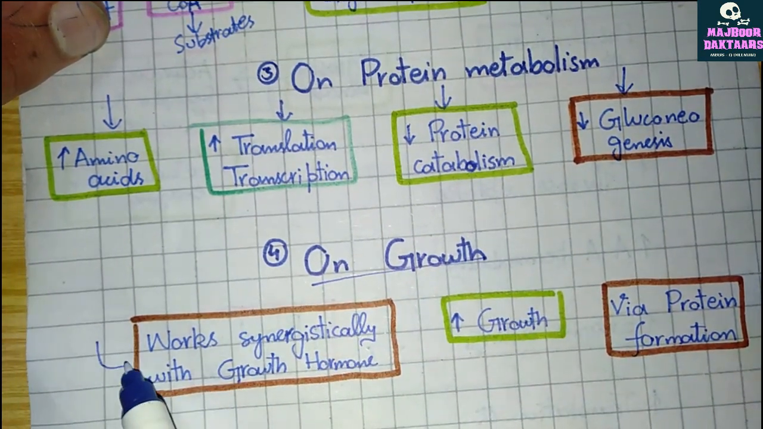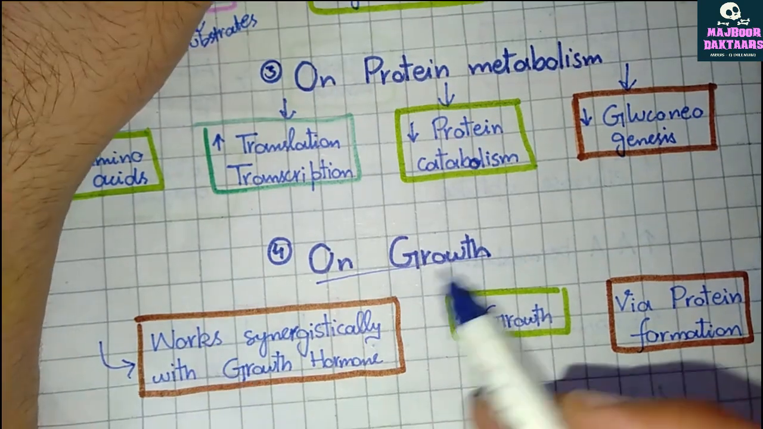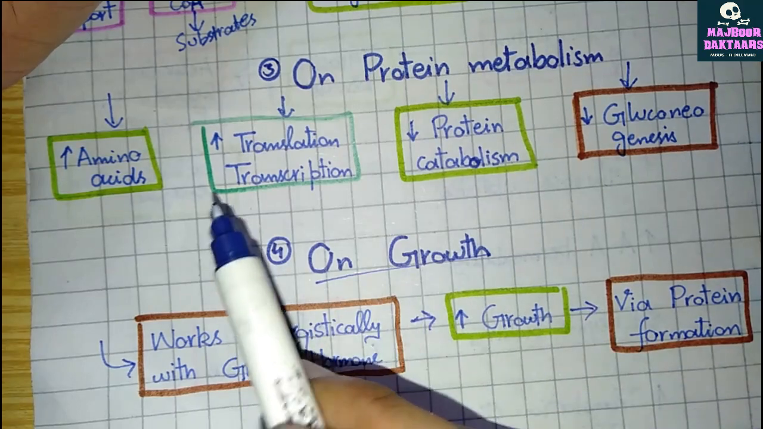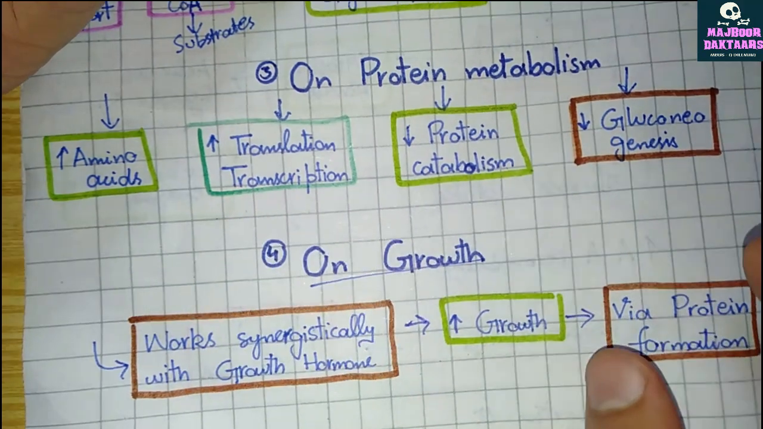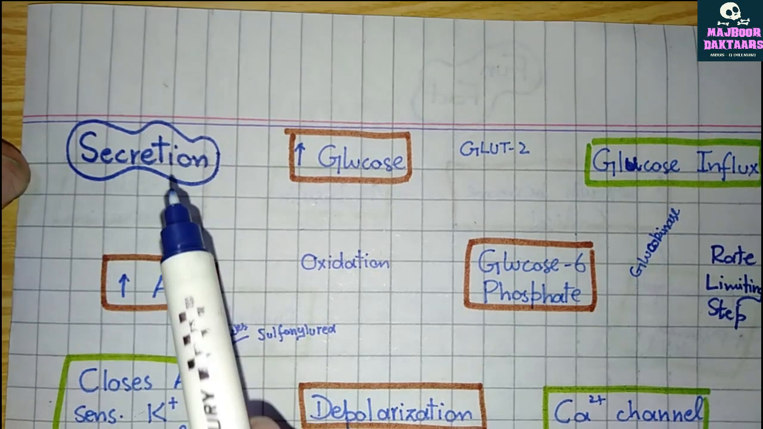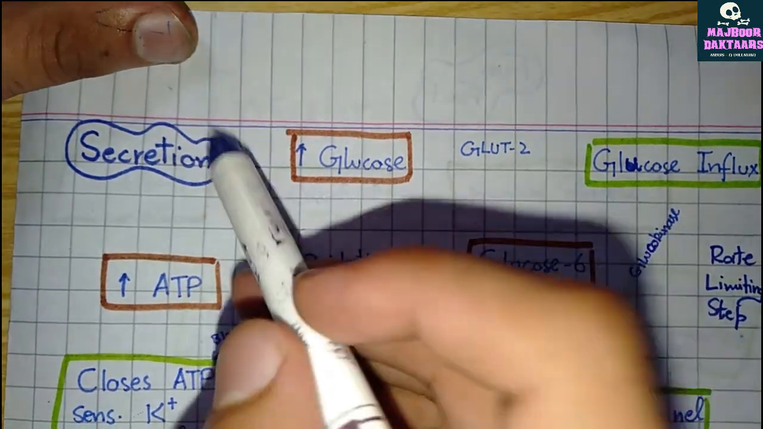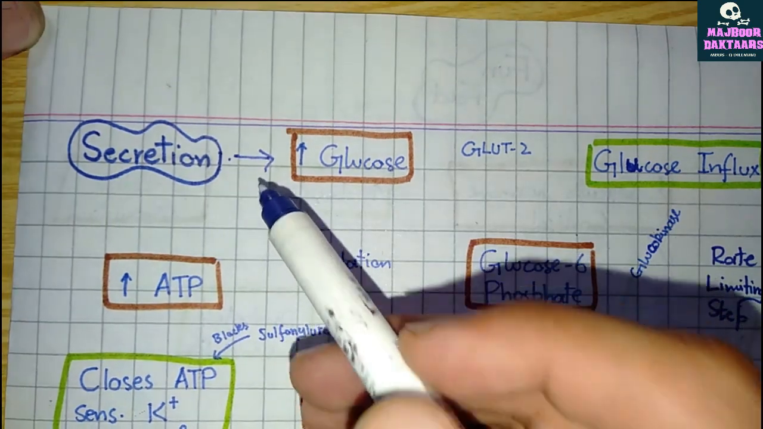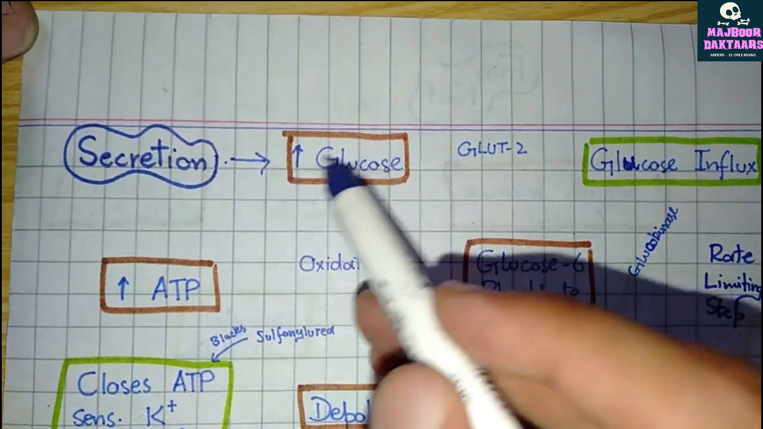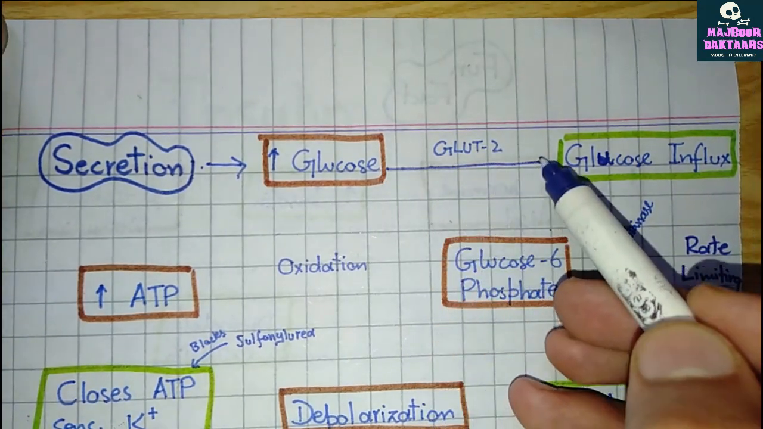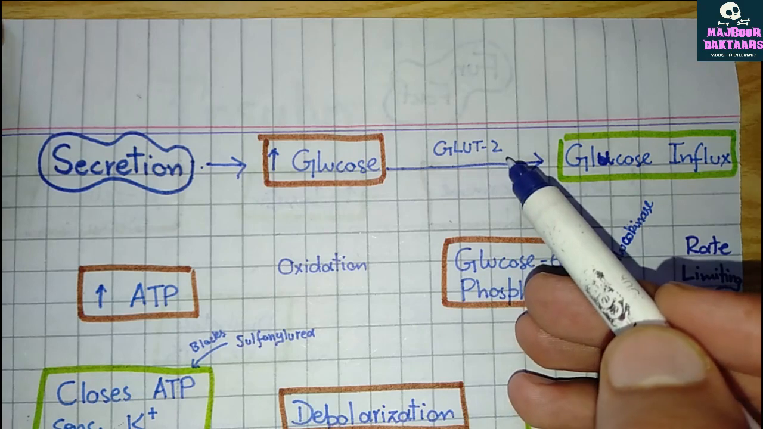Insulin works synergistically with the growth hormone to increase the growth via the protein formation, as I've explained earlier, by increased amino acid influx. Now talking about the secretion of insulin. Insulin increases when the glucose concentration increases in the blood, which is a prime controller of insulin secretion. The glucose moves inside the cell via the glucose transporter 2.